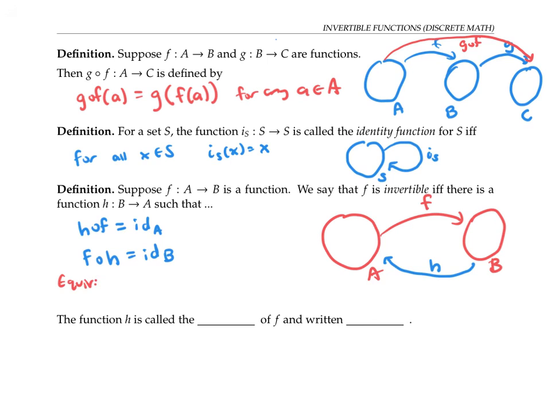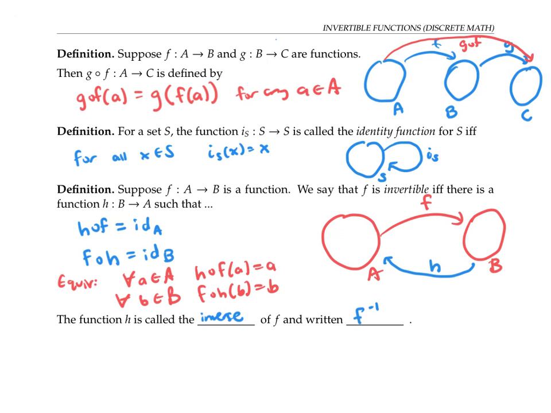Equivalently, I could say that for all little a in big A, h composed with f of little a is just itself. And for all little b in the set B, f composed with h of little b is just itself. The function h is called the inverse of f if this happens, and it's written as f to the minus 1. Intuitively, a function and its inverse undo each other. So when you apply one and then the other, you just get back to the start.